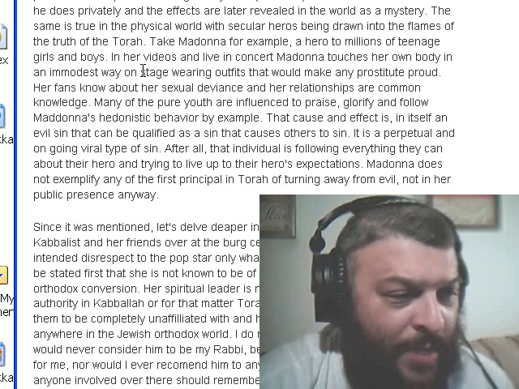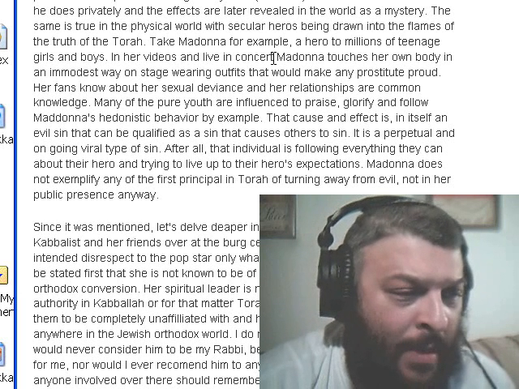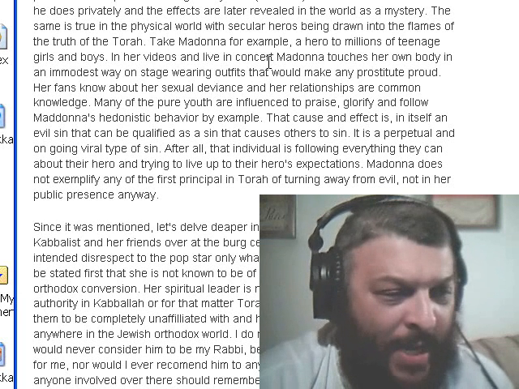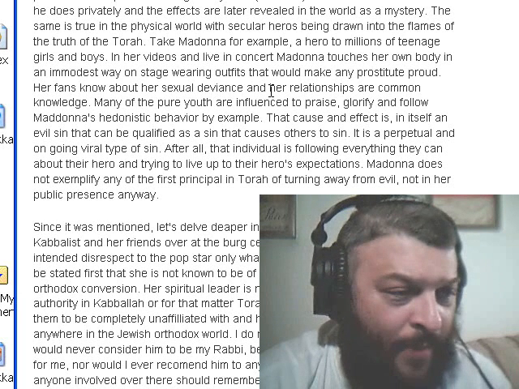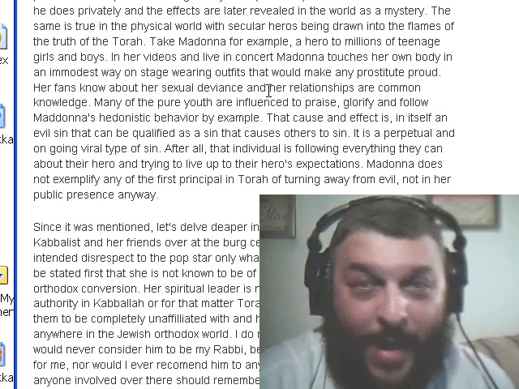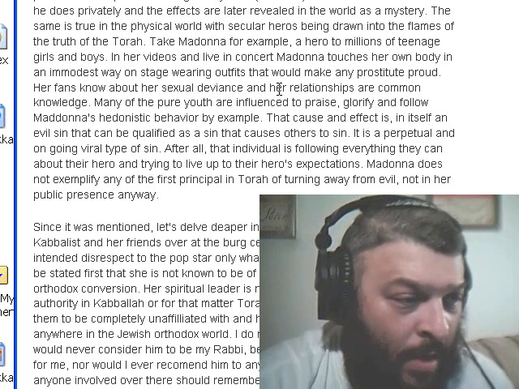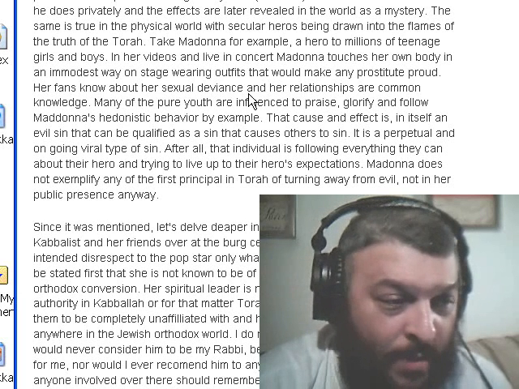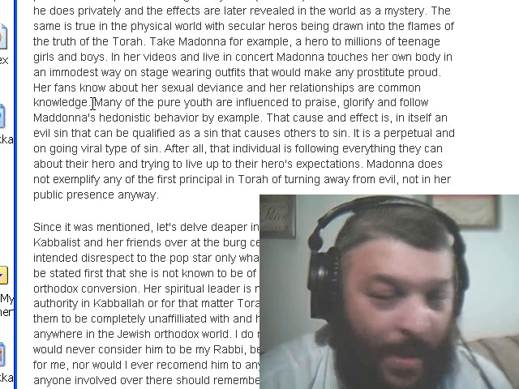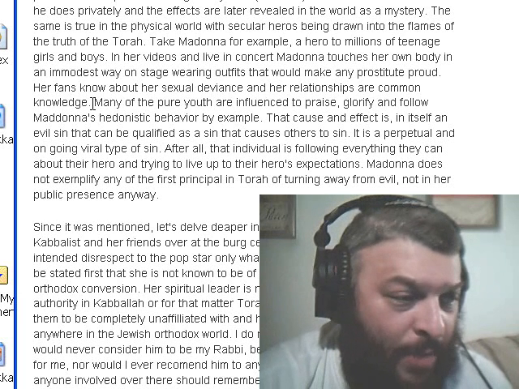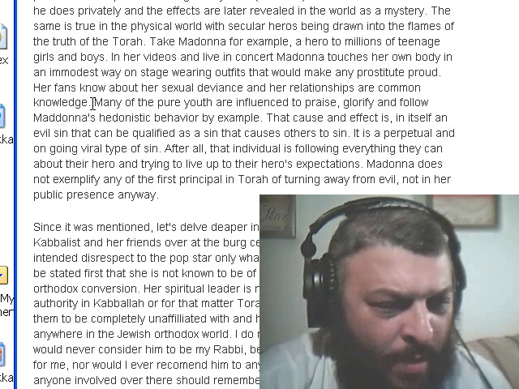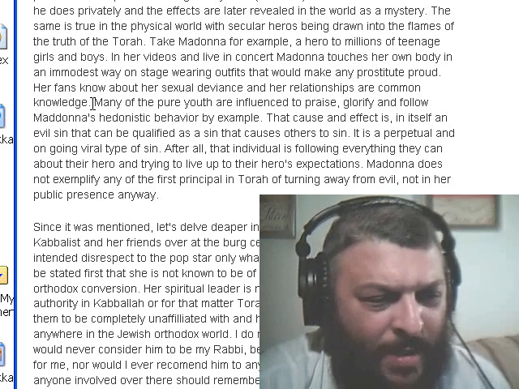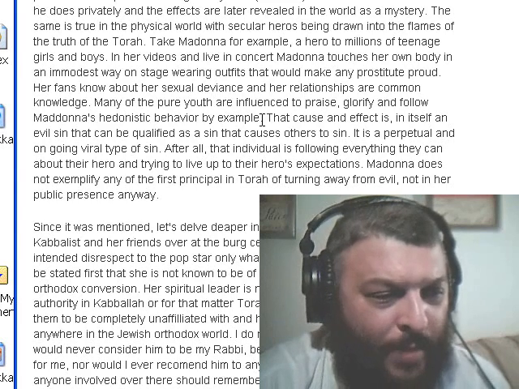In her videos, her music videos, and live in concert, Madonna dances in a gross manner, touching her own body in a very immodest way, on stage, wearing outfits that literally would make any prostitute proud. Her fans know about her sexual deviance, and her relationships are common knowledge, even published in many of the newspapers, shall we say, rags. Many of the pure youth are influenced to praise, glorify, and follow Madonna's hedonistic behavior by example.